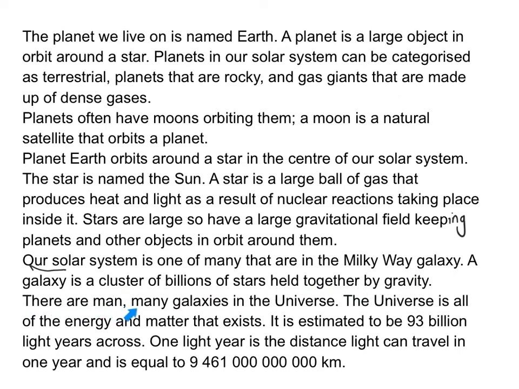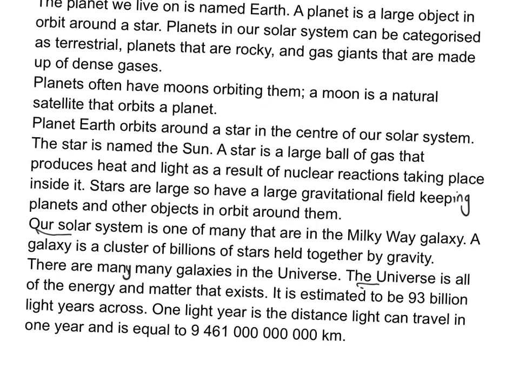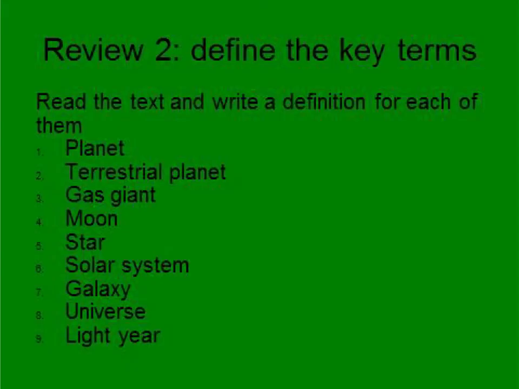There are many galaxies in the universe. The universe is all of the energy and matter that exists. It is estimated to be 93 billion light years across. One light year is the distance light can travel in one year, and is equal to 9,461,000,000,000 kilometres.